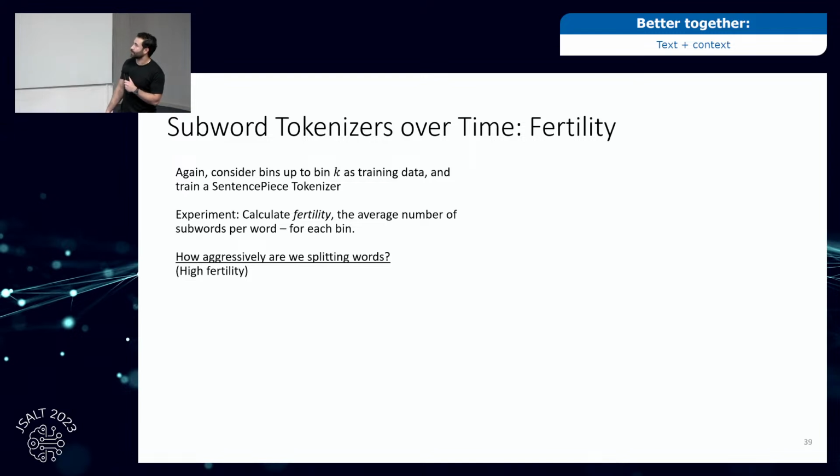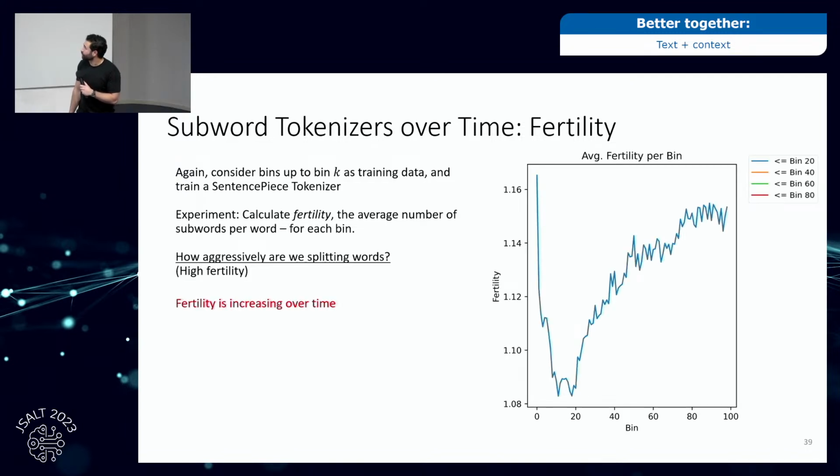We can think of this as kind of intuitive. How aggressively are we splitting the words? A high fertility means that we're really aggressively splitting, and the data is really unlikely to have been similar to what's in the training data. And so fertility is also increasing over time. When we train on data only up to bin 20, we still have to aggressively split, or more aggressively split, data from the future bins.